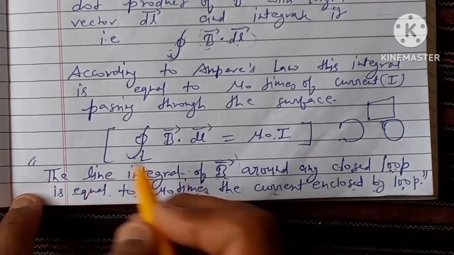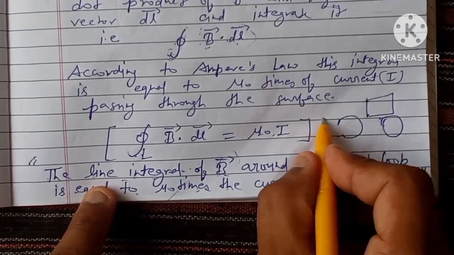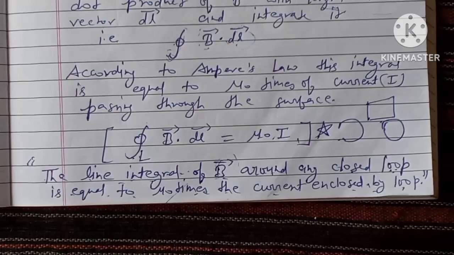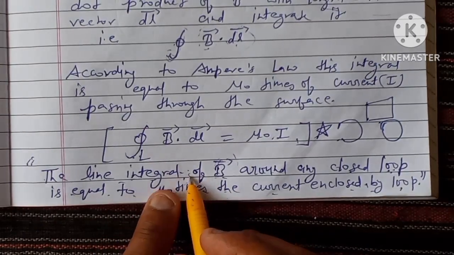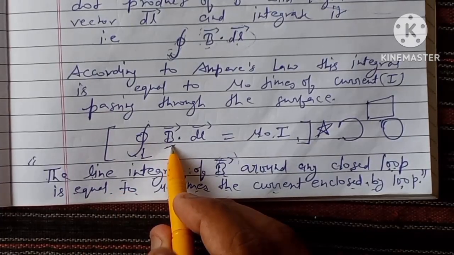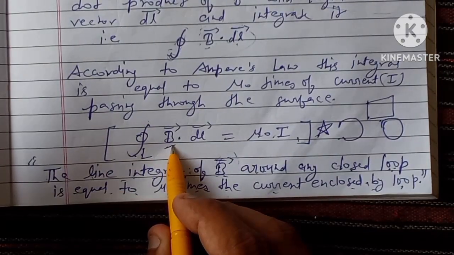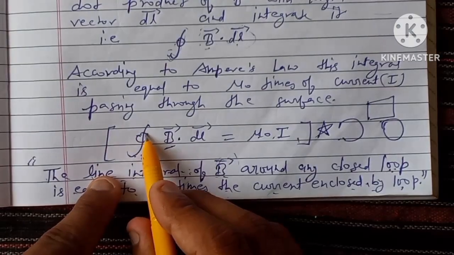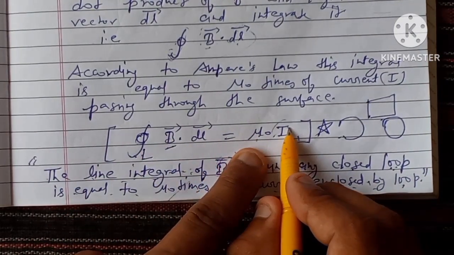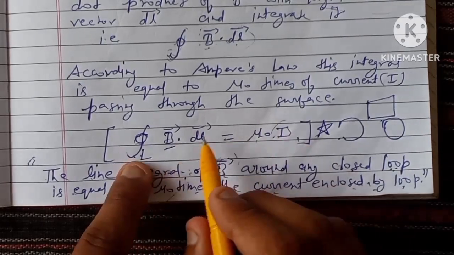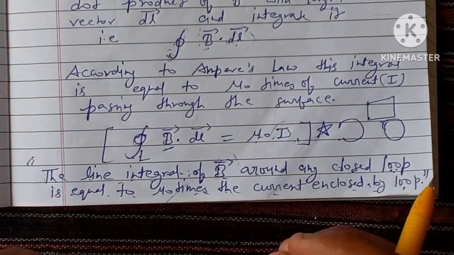This is the statement of Ampere's law, and this is the mathematical form. So what you have to remember is that the line integral of the magnetic field, or you can say the resultant magnetic field, around any closed loop is always equal to mu naught times the current passing through that loop. And here you have to note some points.